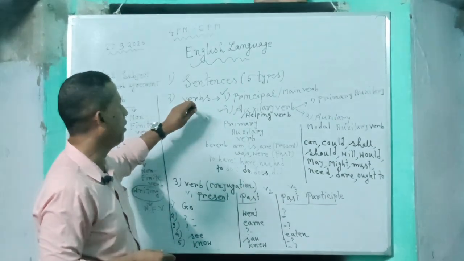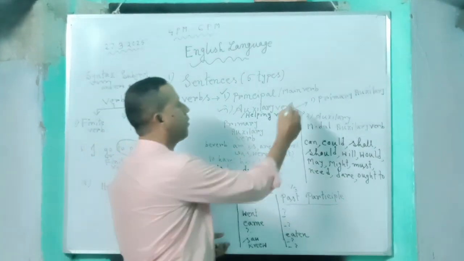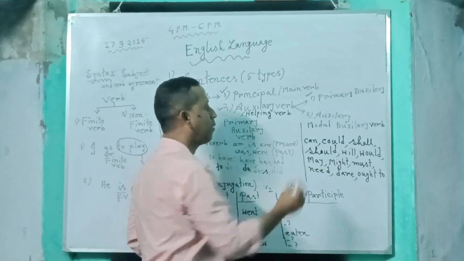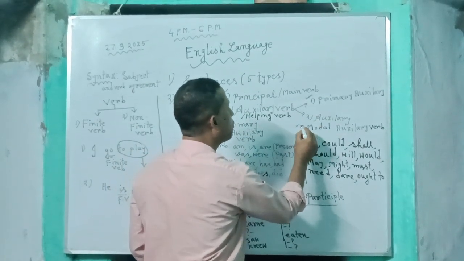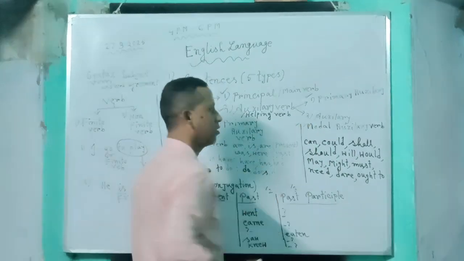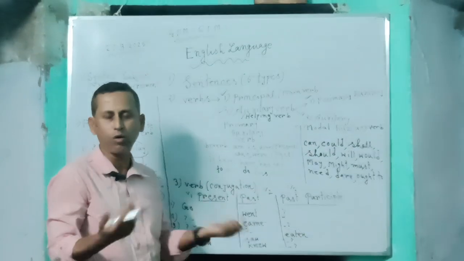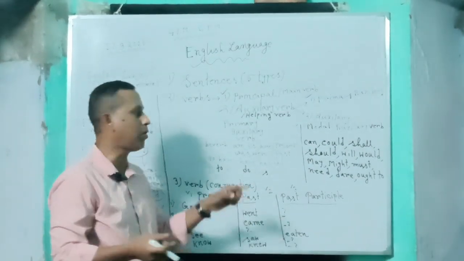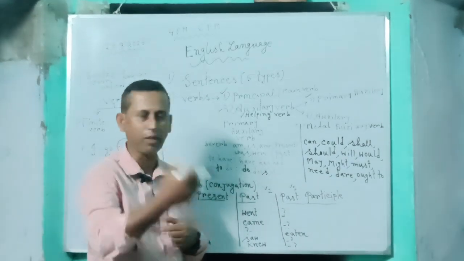The auxiliary verb is of two types. Number one is the primary auxiliary and number two is the modal auxiliary. So what is the modal auxiliary and what is the primary auxiliary? I am discussing the primary auxiliary and the modal auxiliary. So let's have a look.